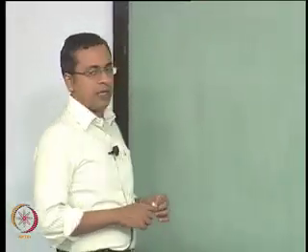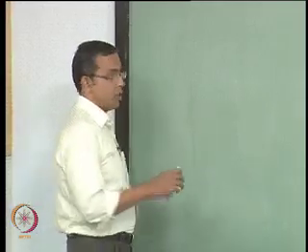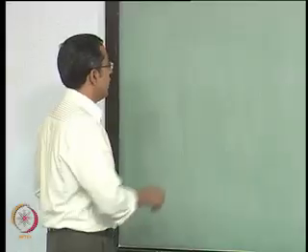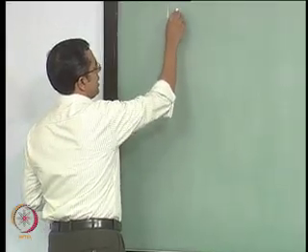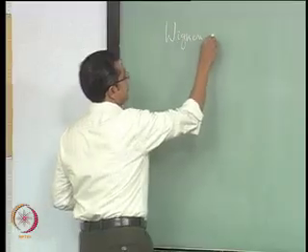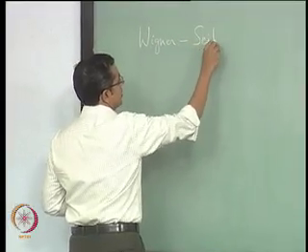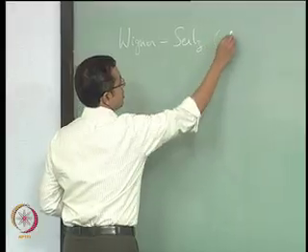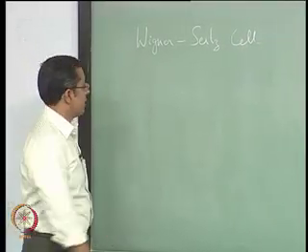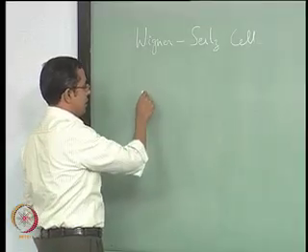Now today we will introduce a couple of different concepts, and 2 or 3 terms we will look at. The first is something called a Wigner Seitz cell. Okay. It is defined as follows.